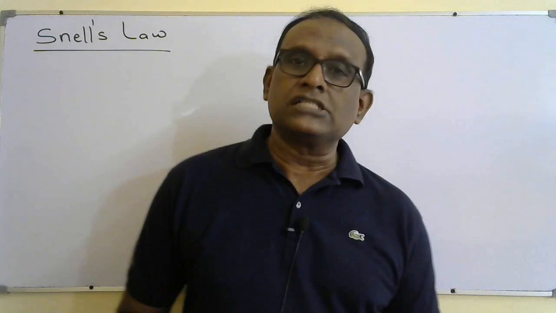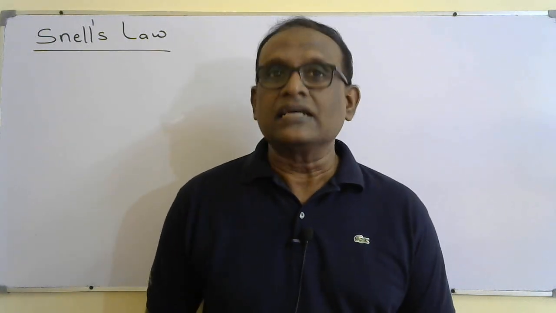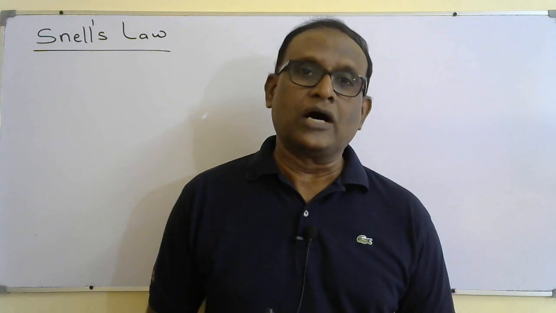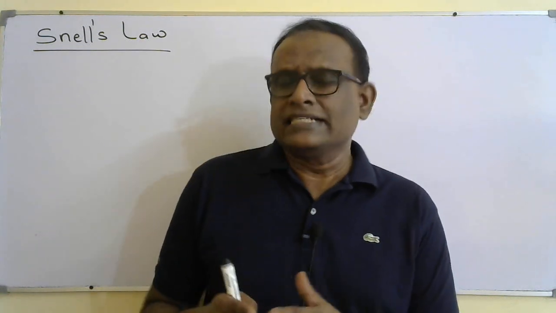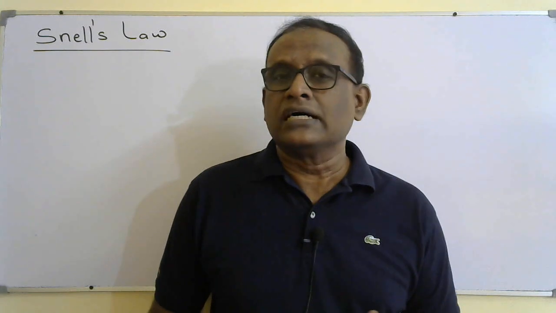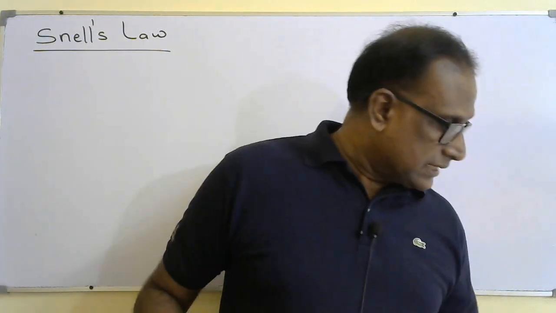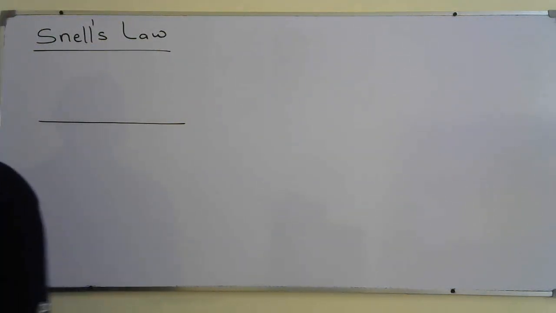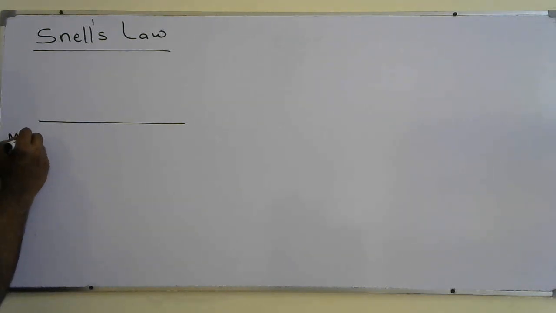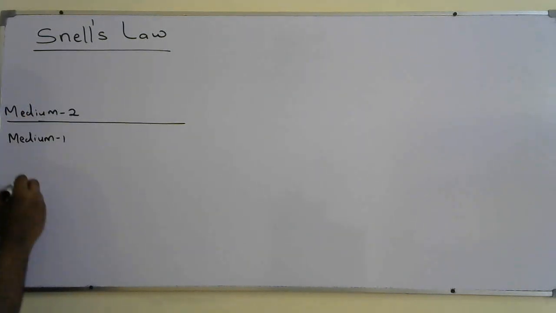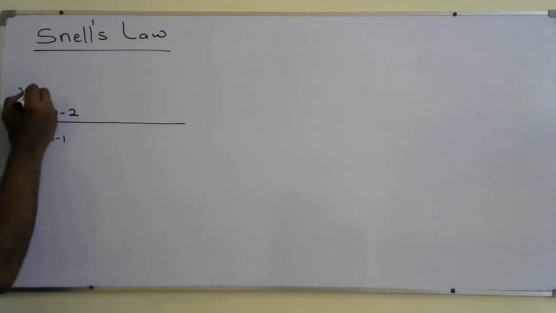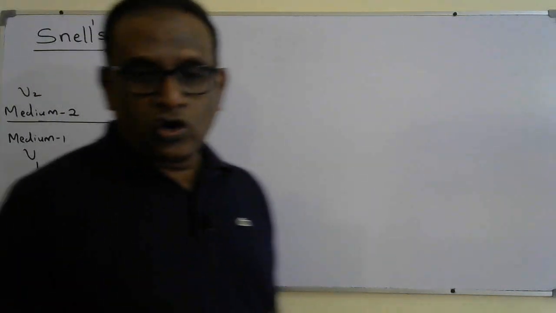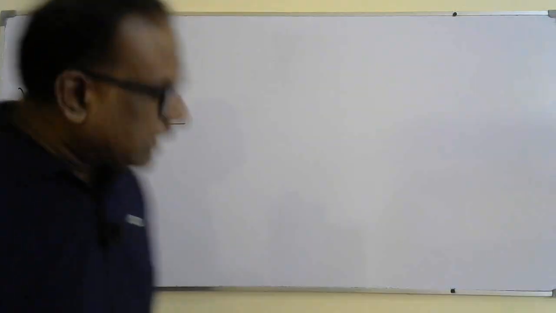Next thing is Snell's law. Snell's law relates the refractive index of two different media at the boundary and the angle of incidence and angle of refraction. We don't need to use those words when we use Snell's law. It's easy to explain like this. There are two different media. This is medium 1 and this is medium 2. The speed of light here is V1, and here V2. Whether V1 is greater than V2 or V2 is greater than V1 is not important here.